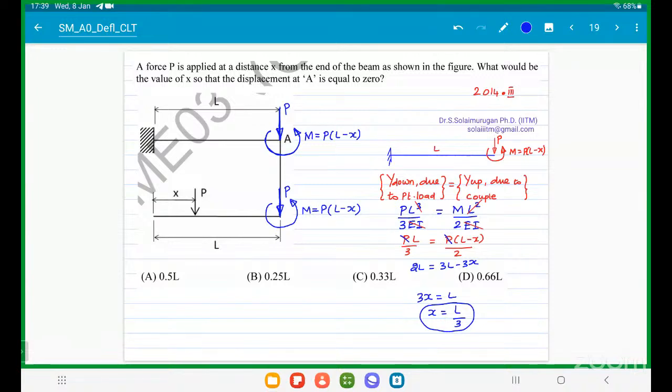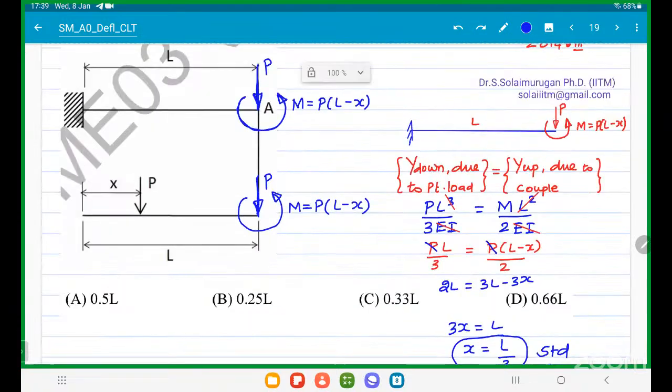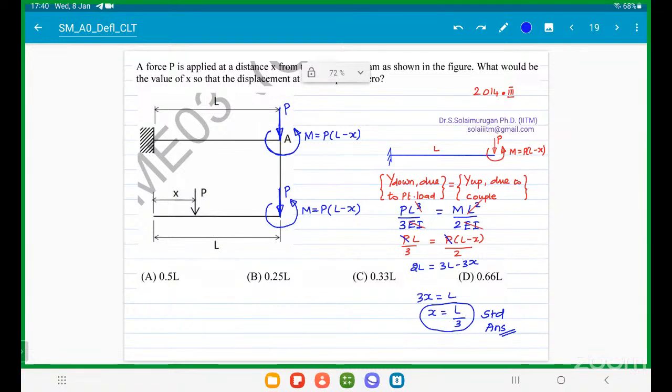Right. This is the C-shaped beam. Hereafter, you should not work it out in the examination hall. In the examination hall, if you draw all the things, it is a waste of time. At last, you are going to get this answer only. You will not get a new answer. Okay. Next question.